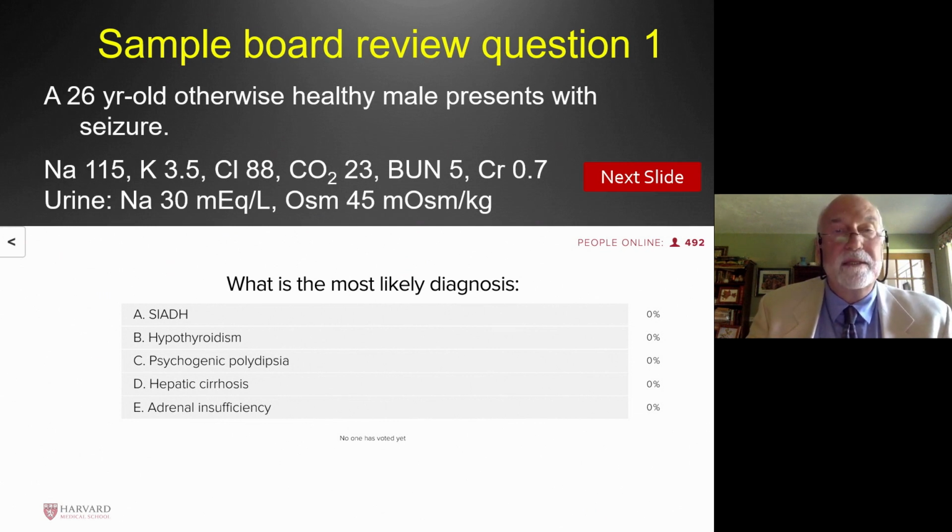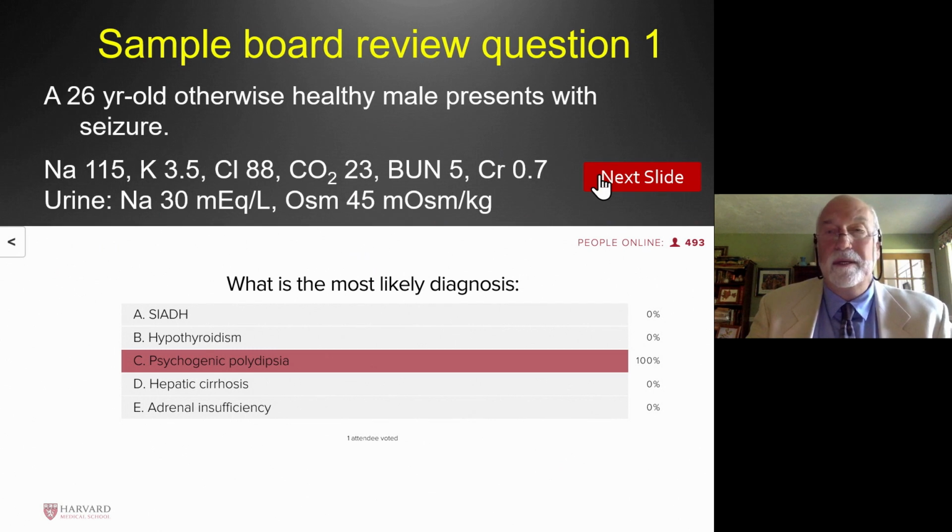Give folks a chance to pick. Well, the two people that voted definitely got it right. So far, that's great. Well, for the sake of time, I'm going to move on. Maybe I didn't give folks quite enough time. So it's pretty much breaking down between the two that I would have predicted.